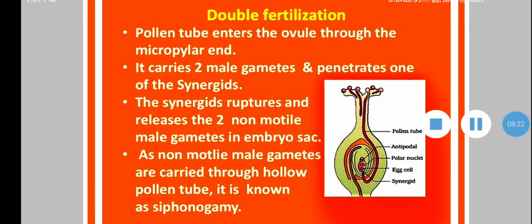Let us now study about a very important topic, that is double fertilization. Here pollen tube enters the ovule through the micropylar end. We have studied the 3 types of entry of pollen tube. So when that pollen tube enters the ovule through the micropylar end, it carries 2 male gametes and penetrates one of the synergids. The synergid ruptures and releases the 2 non-motile male gametes in the embryo sac. As non-motile male gametes are carried through hollow pollen tube, it is known as siphonogamy.